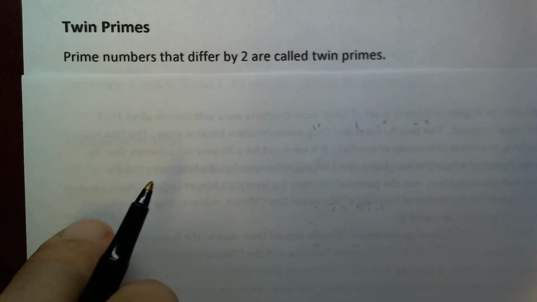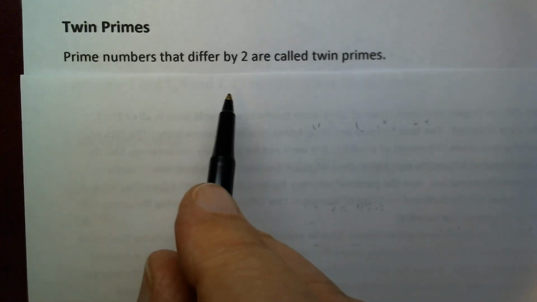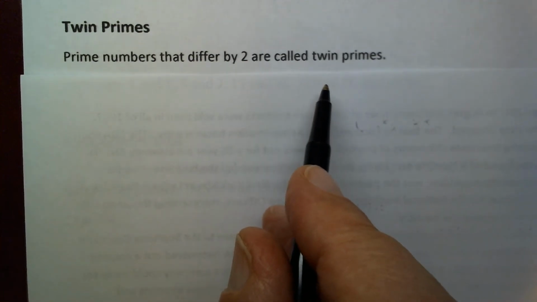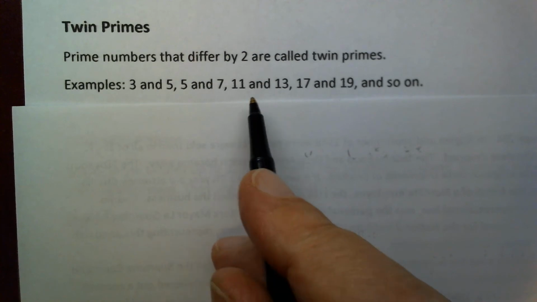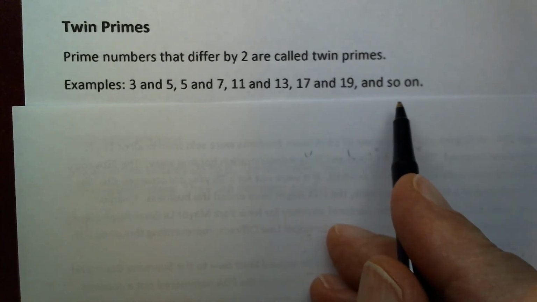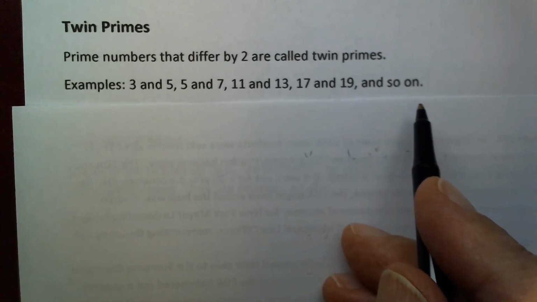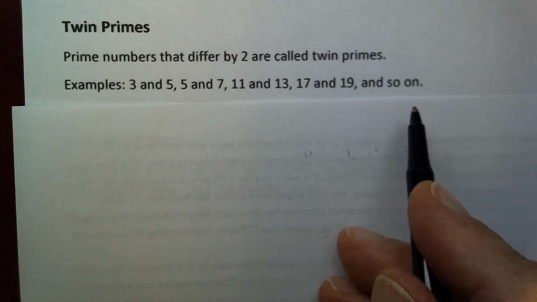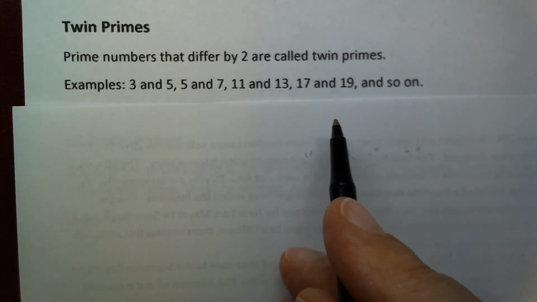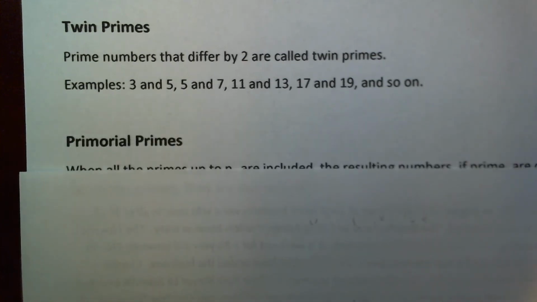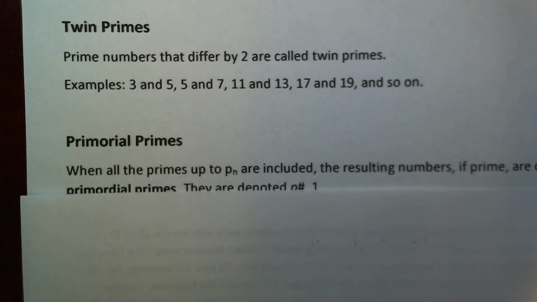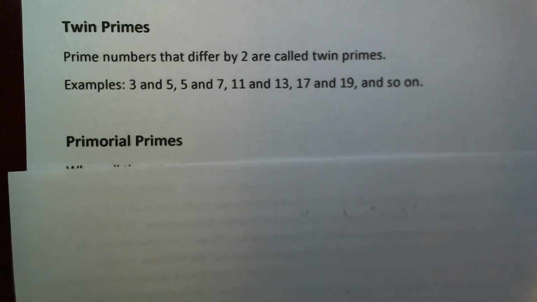Then there's a topic called twin primes, and those are prime numbers that differ by 2. For example, 3 and 5, 5 and 7, 11 and 13, 17 and 19, 29 and 31, etc. So there are a lot of twin primes, and that's primarily to understand what's meant by that. It's pretty intuitive, I think.